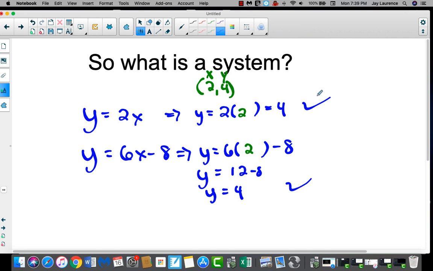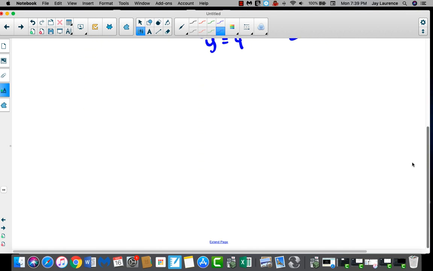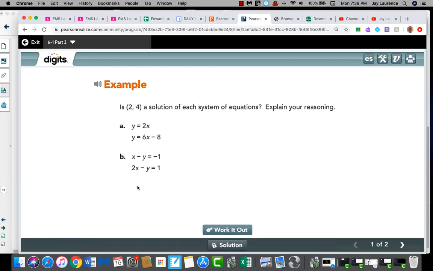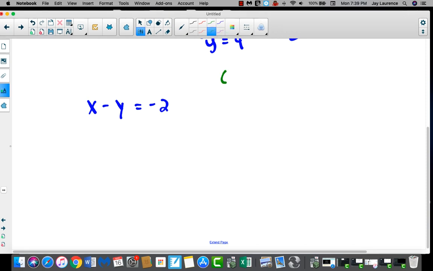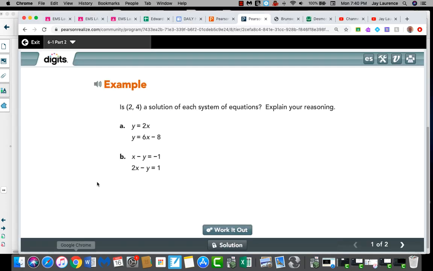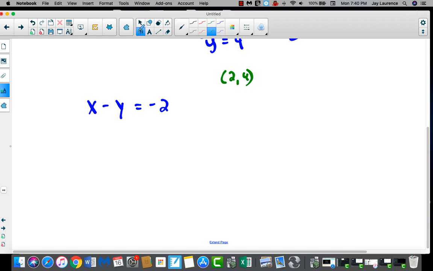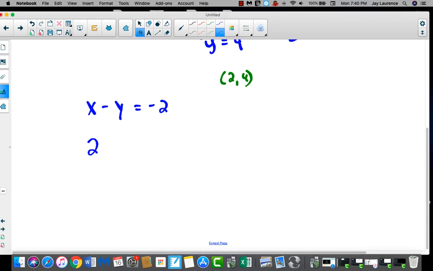Now they have another system they wanted me to check, and I suspect it's not going to be a solution, but let's check it anyway. Let's go see what that system was. X minus y equals -1. We're still testing the point 2, 4, by the way. And then the other equation is 2x minus y equals +1.